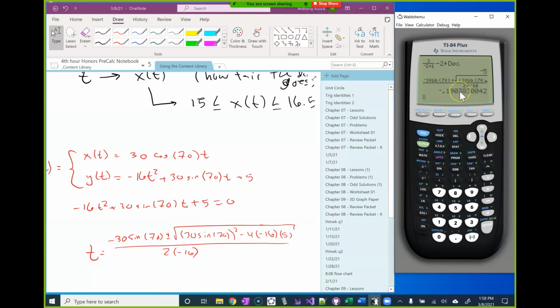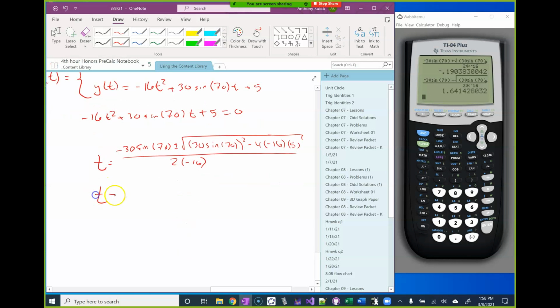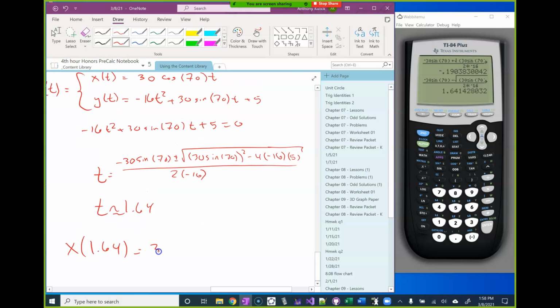So that value for t is negative. That's not the value of t we want then, right? So all I'll do is press second and enter, and I'll just go back in here and edit that plus to a minus, and we get 1.6. So using that, I'm then going to do x of 1.6.